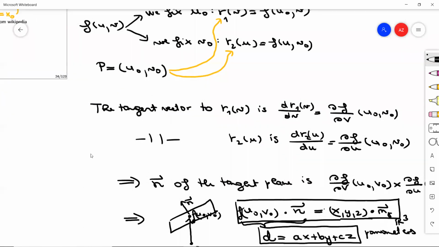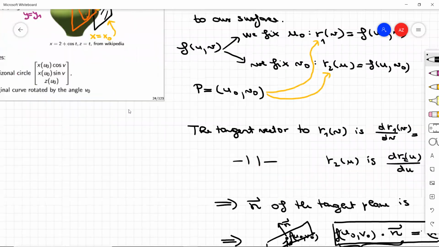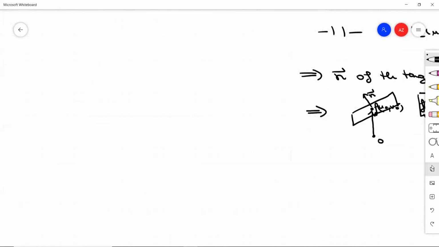But it's also more natural to take those coordinate curves so that we can imagine what our surface is. If you know both coordinate curves, we can imagine what our surface looks like. So let's look at the examples of coordinate curves for those examples we've studied today.